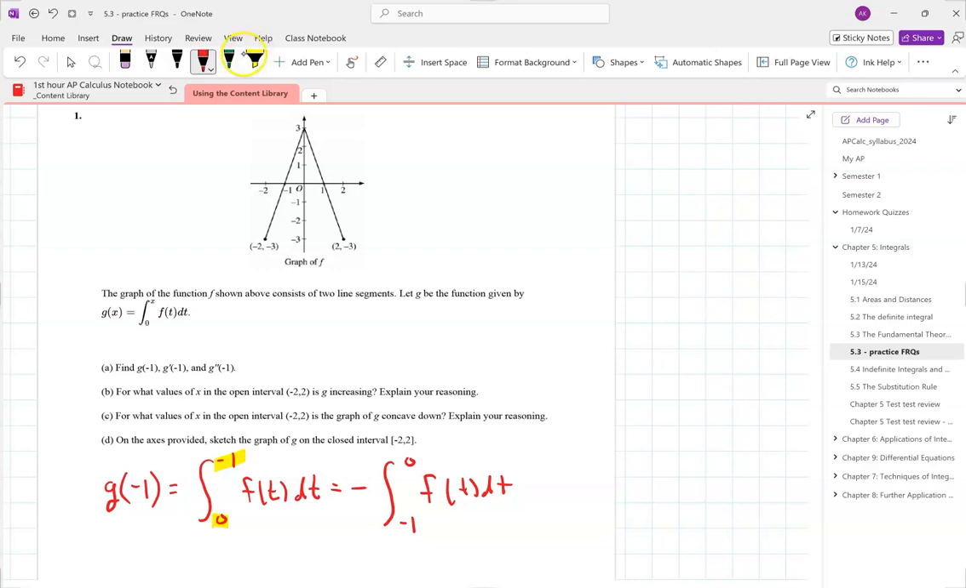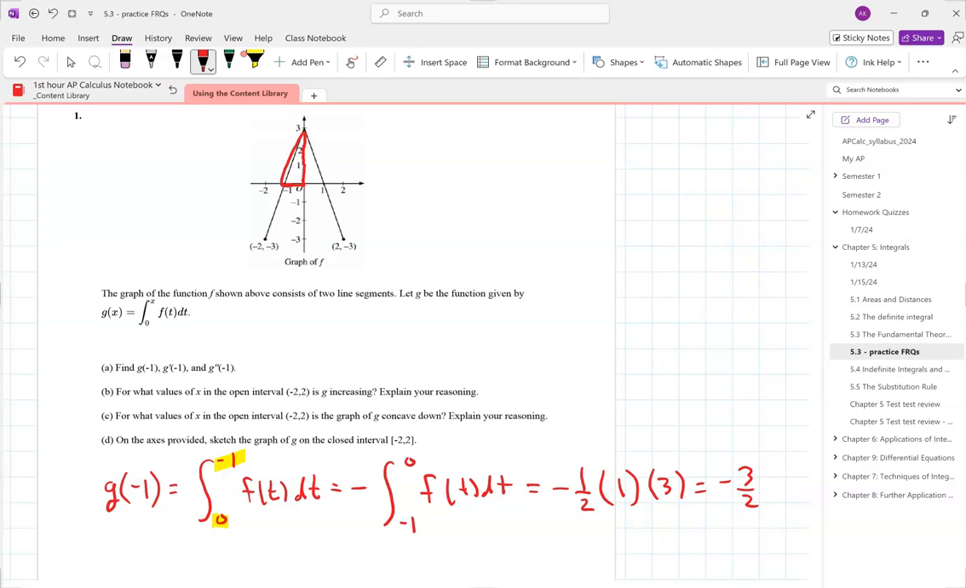And now I'm going to look for the area from -1 to 0, which is just that triangle, right? So the area formula for a triangle is 1/2 base times height. The base is 1 and the height is 3. So that should be -3/2.